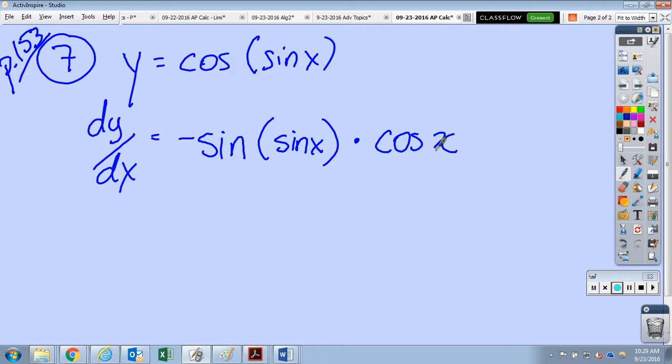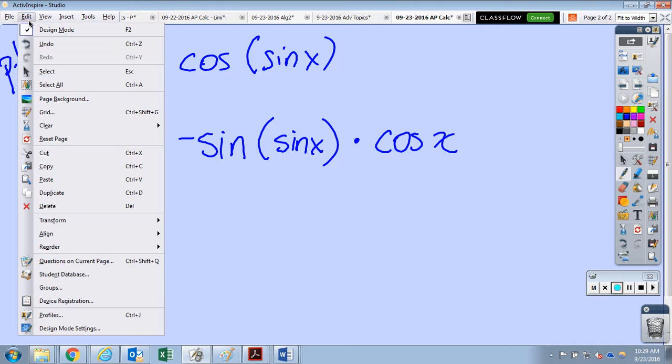They left it just like that in the text. That's fine. But can you simplify it? I would leave it like that. It wouldn't look any cleaner to put cosine x in front, and this doesn't really simplify it. This is not like negative sine squared of x. So let me distinguish that. It's a good question.